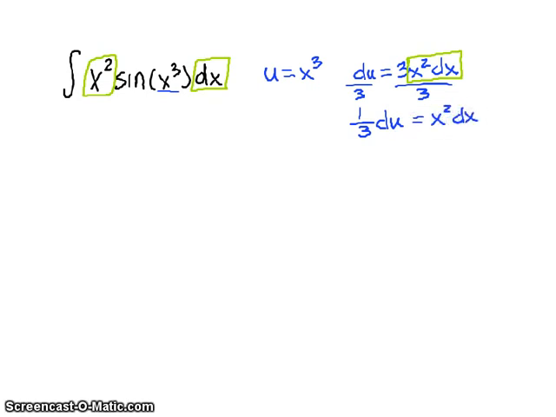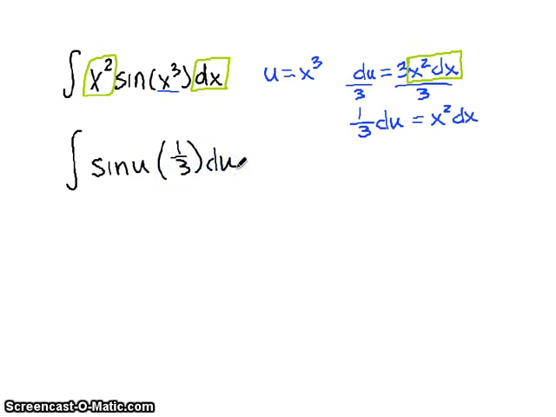So we're trying to get that x term and the dx term to match. The constant 3 doesn't really matter. So now we can make that same substitution we did in the last one. The x squared dx is going to turn into a 1/3 du, and our sine is just going to be of u. So sine of u times 1/3 du.